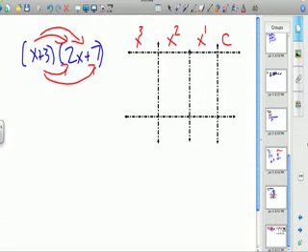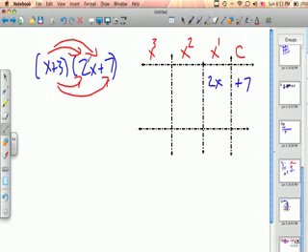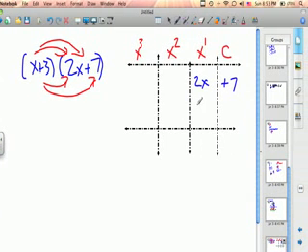So here's what I'm going to do. I'm going to write 2x plus 7, because that's the items in my second parentheses. It doesn't really matter which order you do it in. Then x plus 3. So here's what we're going to do. I'm just going to multiply, and I'm going to multiply in the exact same order that I do when I multiply anything else.